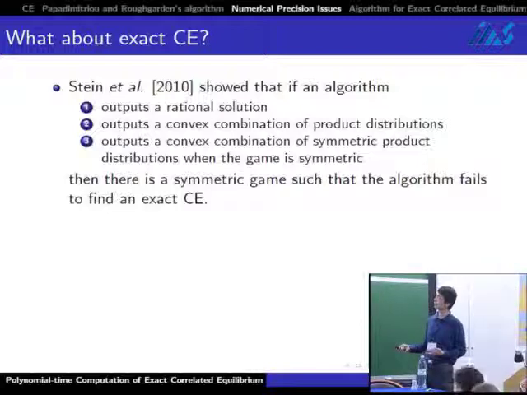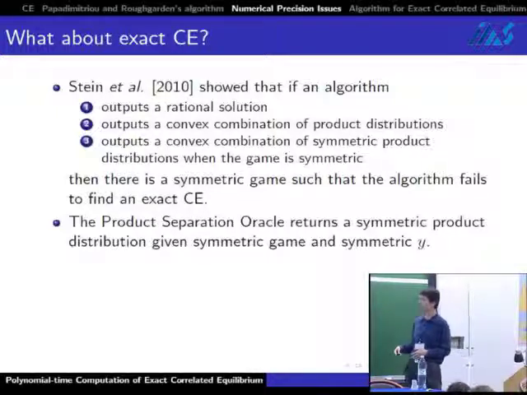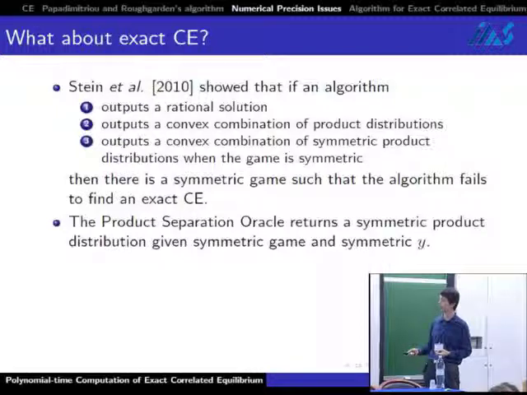So what this means is that the current ellipsoid against hope algorithm falls into this category, but also any algorithm that uses the product separation oracle falls into this category because it would return a symmetric product distribution given a symmetric game and symmetric input. So does this mean that it's hopeless to compute an exact solution? Maybe does this mean that approximation is the best we could do?